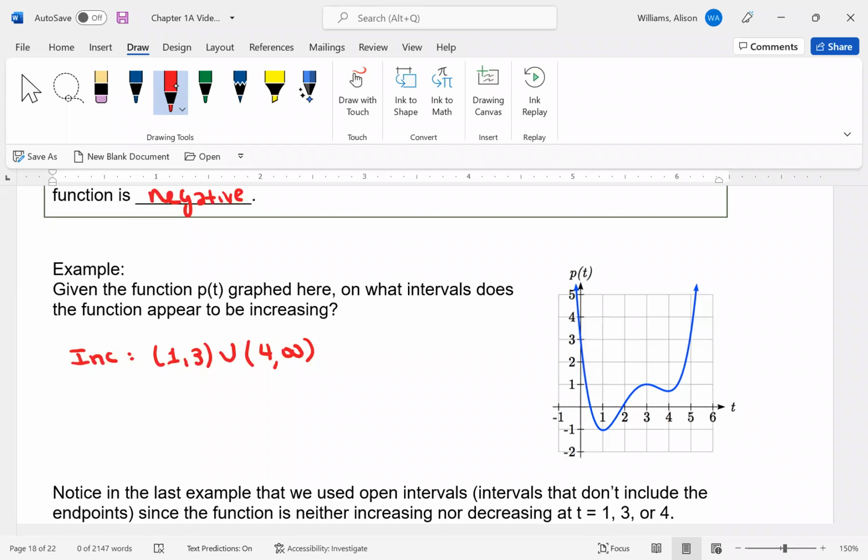Then it's decreasing when it looks like it's moving downward. So from here right up to 1, and I'm looking at the x-axis, by the way, when I'm listing these values. And then it also decreases from here to here, that tiny little interval. Since there's an arrow, that goes from negative infinity up to 1, and then it picks up at 3 to 4. So I'll use the union symbol. Note that we always use open intervals, the parentheses in interval notation, for these. We don't ever include the actual value of the endpoint.